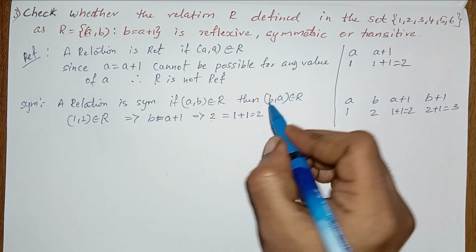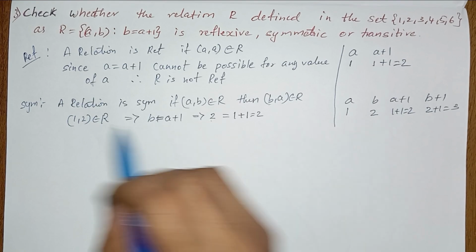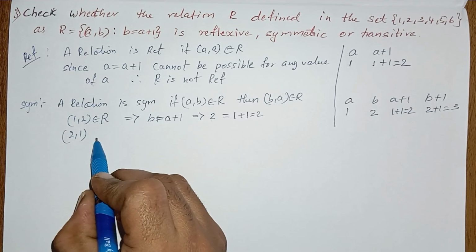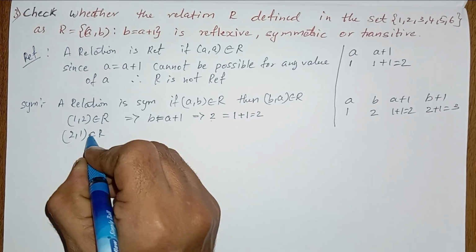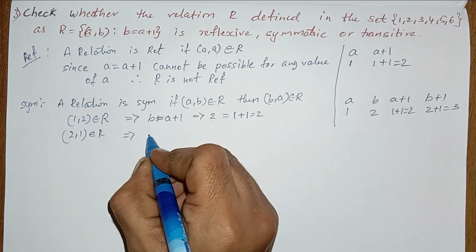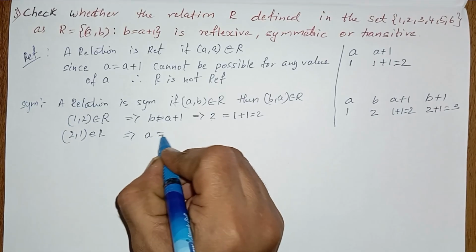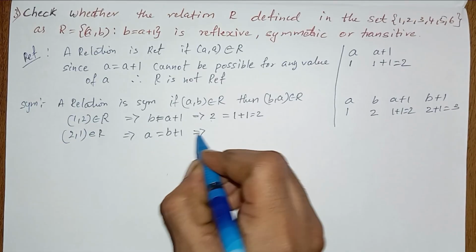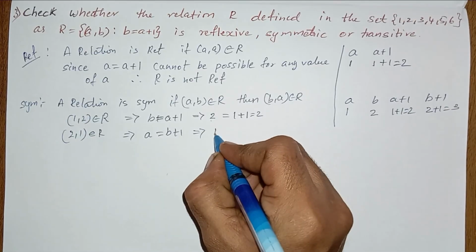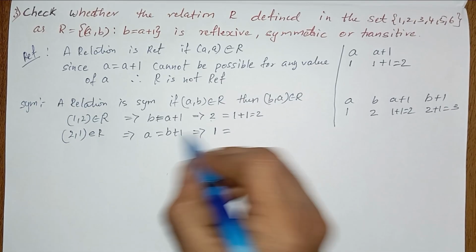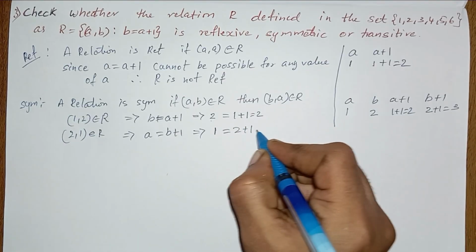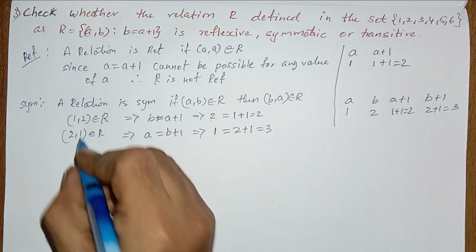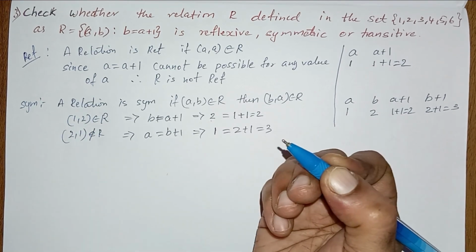Same thing if we take the reverse, that is for B comma A, we have taken 2 comma 1. So we are checking whether 2 comma 1 belongs to R or not. Here we are getting A is equal to B plus 1. So B plus 1, what is the B value here? A value is 1 and B value is 2. So 2 plus 1 is nothing but 3. So 1 and 3 cannot be the same. So we say 2 comma 1 does not belong to R.